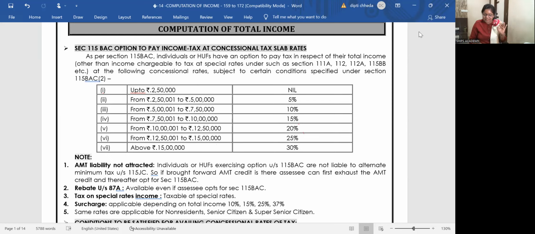Take a pause here. If this was normal tax, then above 10 lakh it was directly 30%. No, here the rate is increasing by 5% at each step. So 10 lakh to 12 lakh 50,000, 20%. 12 lakh 50,000 to 15 lakhs, 25%, and 15 lakhs and above, 30%.